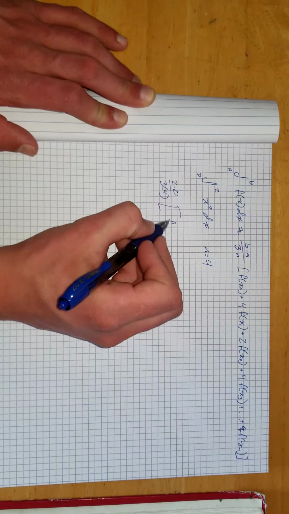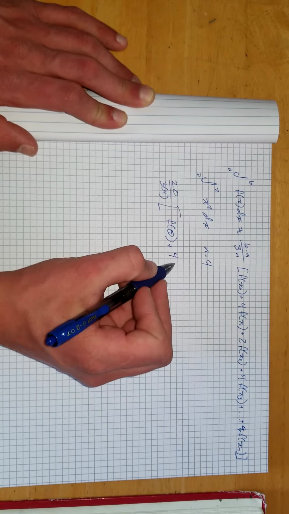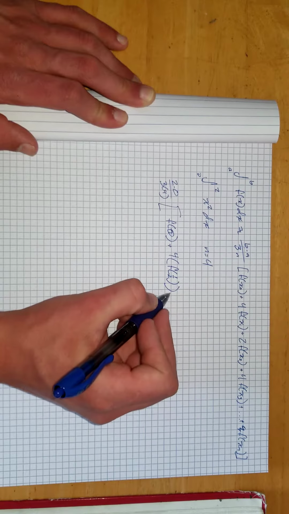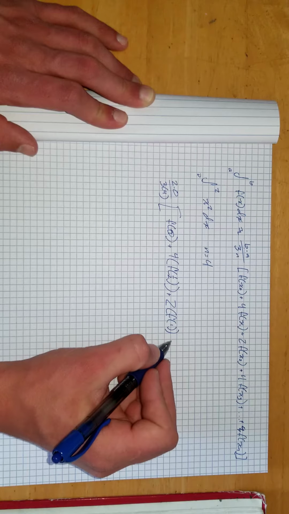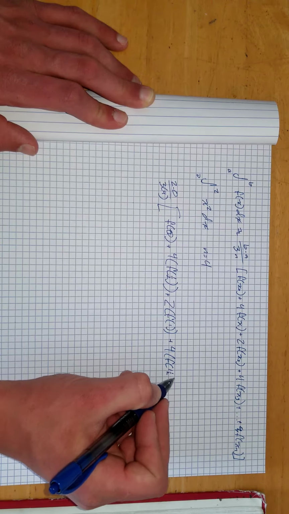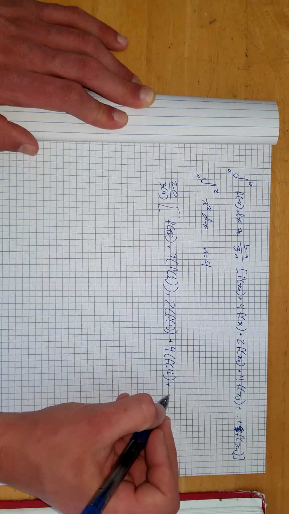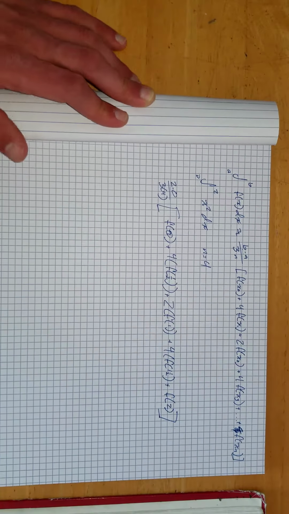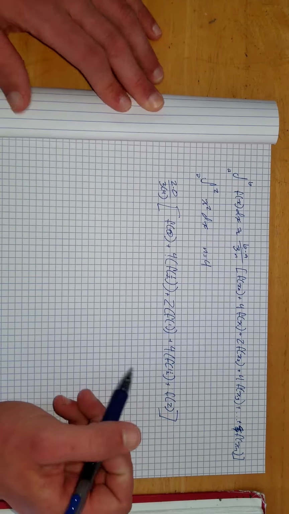N is 4. So we're going to start with f of 0, plus 4 times f of 1 half, plus 2 f of 1, plus 4 again times f of 1 and a half, plus, and then there's again nothing here, so it's just f of 2. So notice that it alternates from 4 to 2, 4 to 2 until you get to the end, and then you're just multiplying by 1.